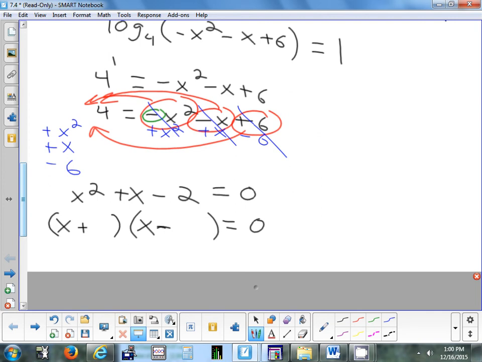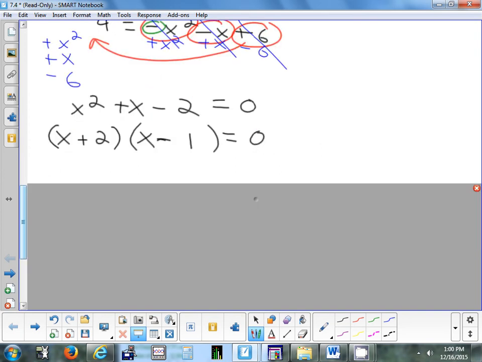Now I need, as George was saying, 2 numbers that multiply to give me 2 and subtract to give me 1. What is it? Yeah, 2 times 1. Now, it makes a difference if we do 2 times 1 or 1 times 2. Which way do I want to do it? +2, -1. Let's check. X times x is x squared, minus x plus 2x. A -1 plus 2 is a +1. Yep, and 2 times -1 is -2. So now we factored it.